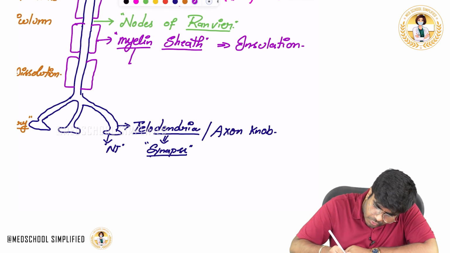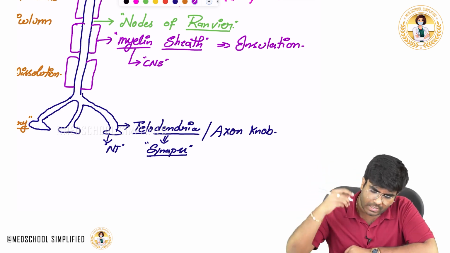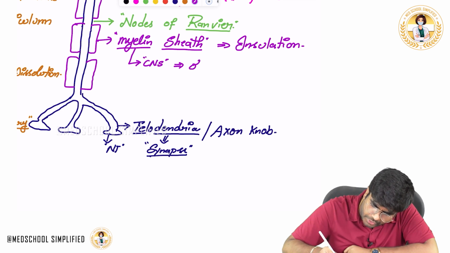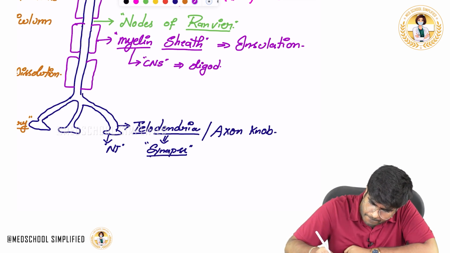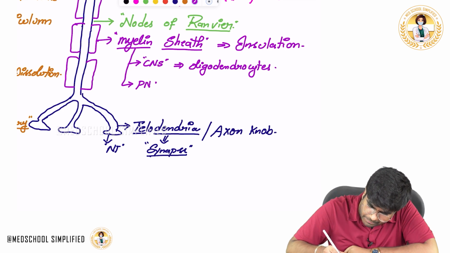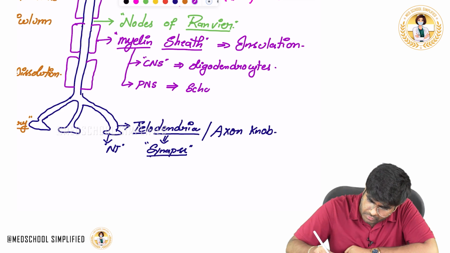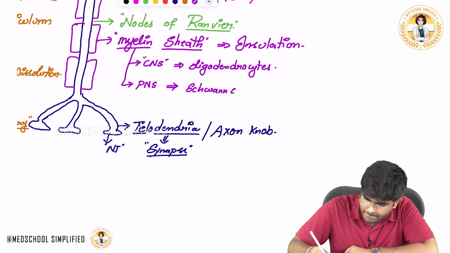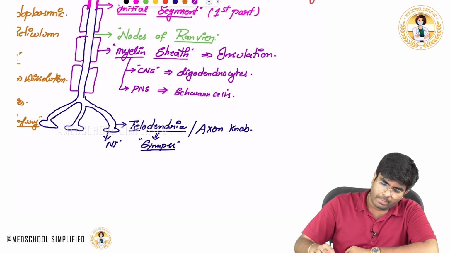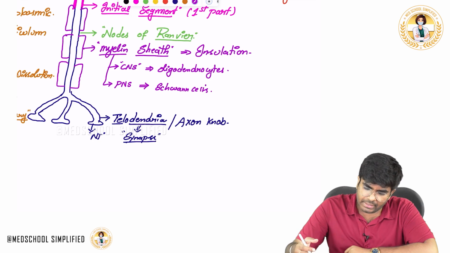Myelination for the neurons in the central nervous system. If a neuron is present in the central nervous system, that is the brain and spinal cord, myelination is done by cells called oligodendrocytes. If a neuron is present in the peripheral nervous system, that myelination is done by a totally different cell, that is called Schwann cell. Okay, so myelination is done by oligodendrocytes in the central nervous system and Schwann cells in the peripheral nervous system.